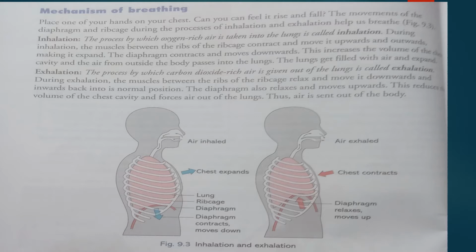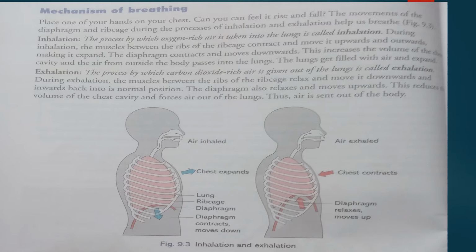Before discussing this, just see figure 9.3. In this figure you can see different parts which are involved in the respiratory system. You just see the chest cavity, then you can see the lung is inside this ribcage. Ribcage is a structure made of bone, and it protects internal organs like the lungs, heart, etc. And beneath this you can see there is a diaphragm.